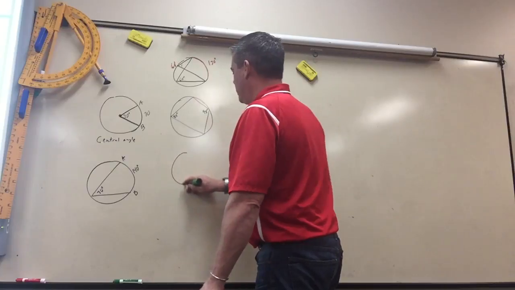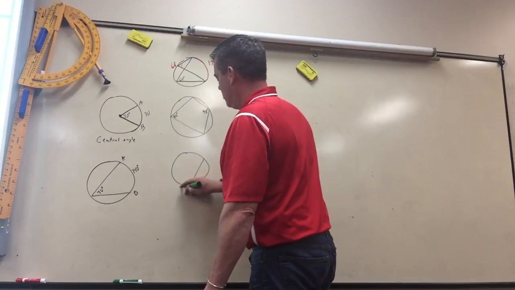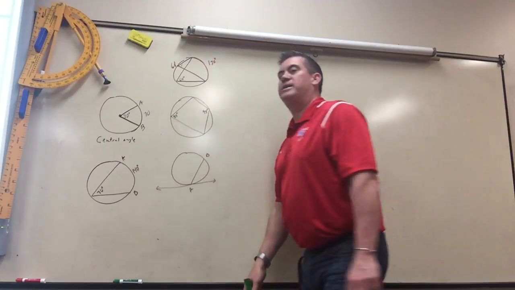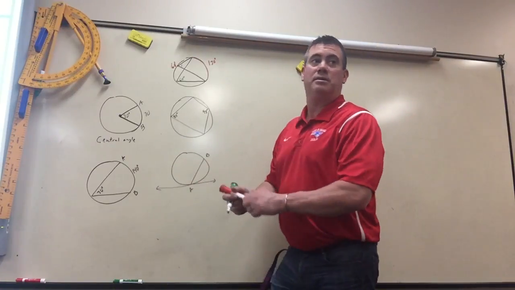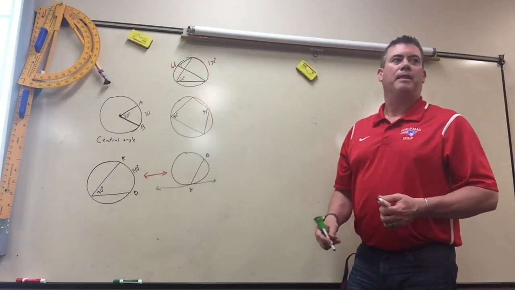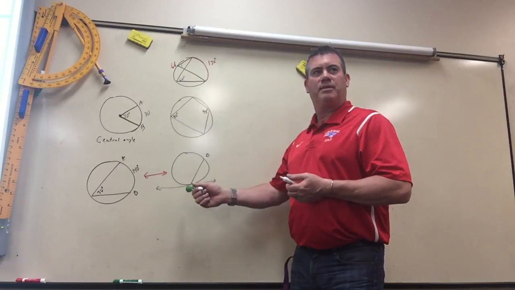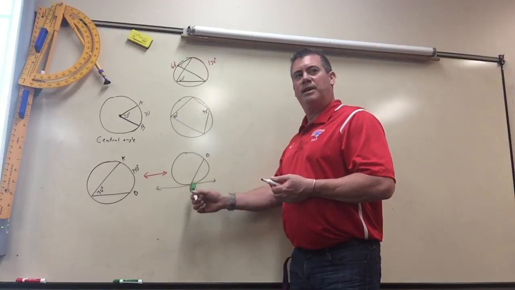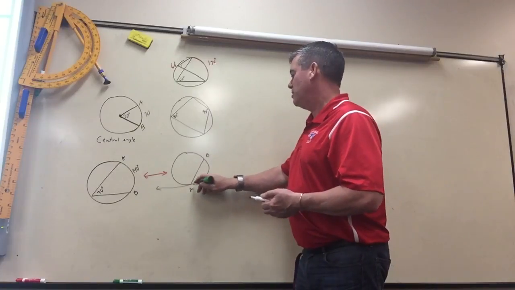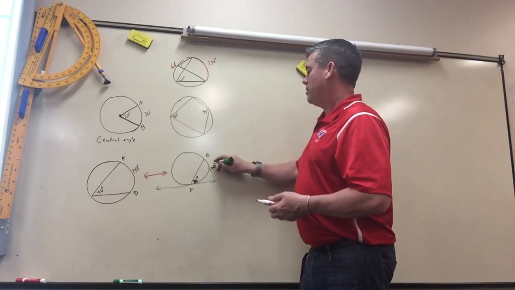Then we had a chord and a tangent. Okay, this one is the same rule as that one. The angle formed with the tangent is half of whatever the arc is. So if this is 70, this would be 140. Okay?